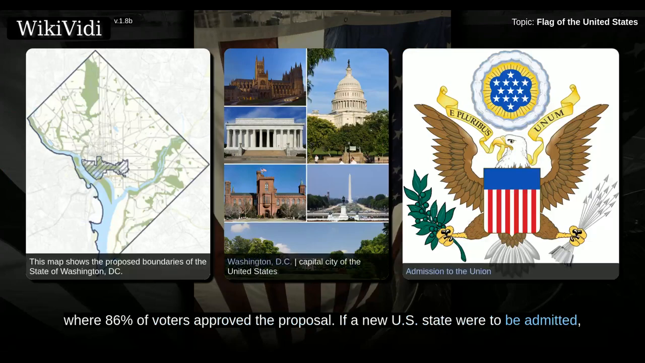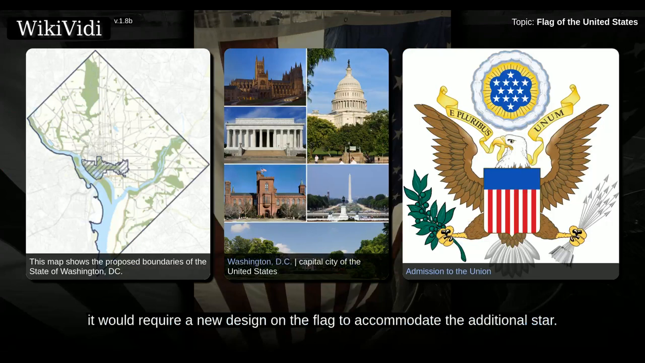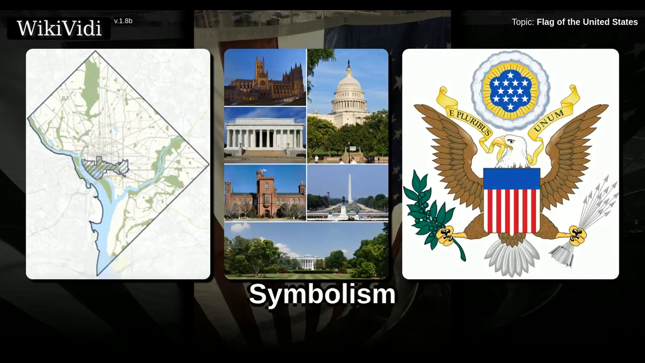voters approved the proposal. If a new U.S. state were to be admitted, it would require a new design on the flag to accommodate the additional star. Symbolism.